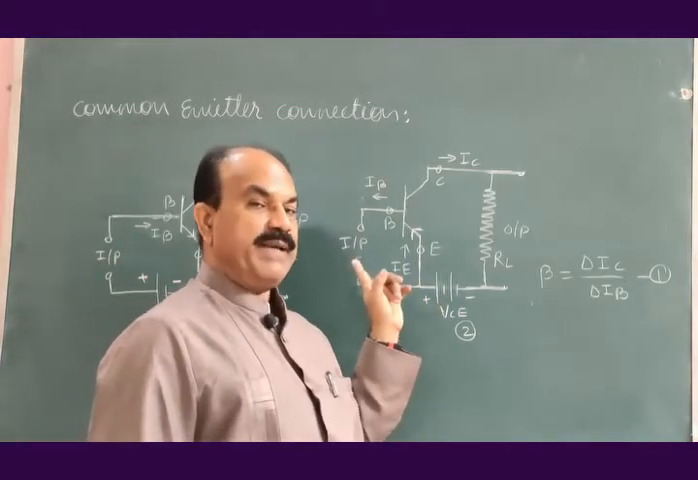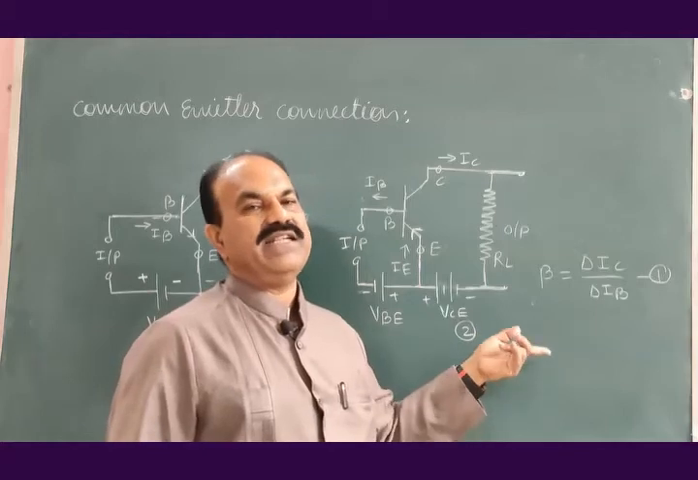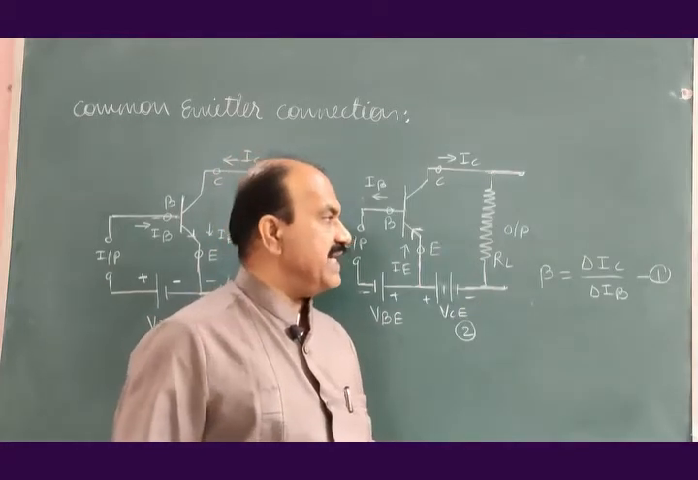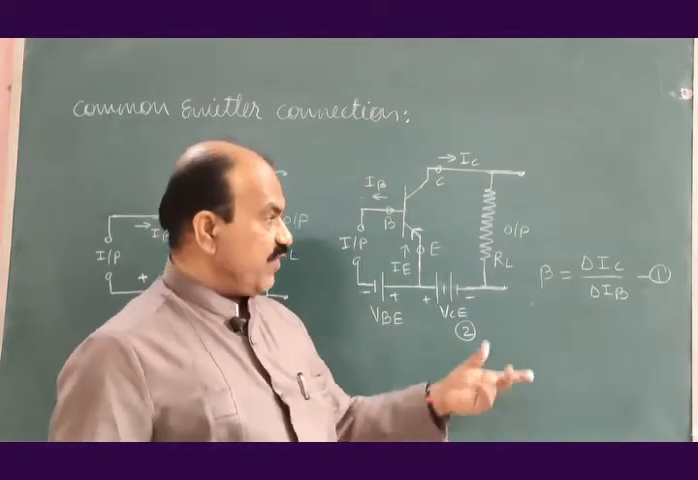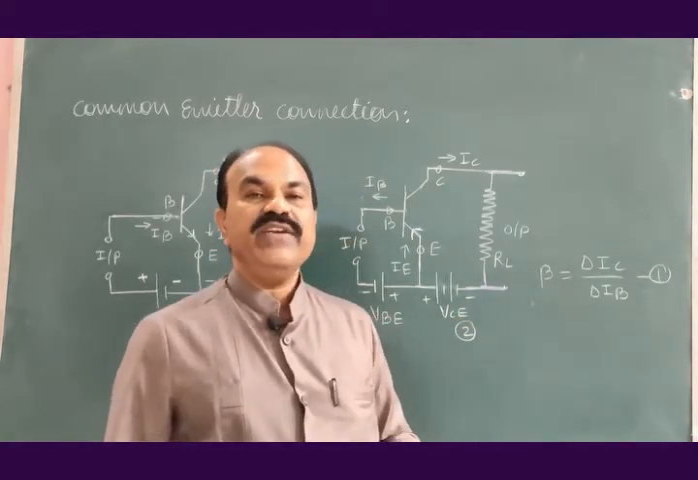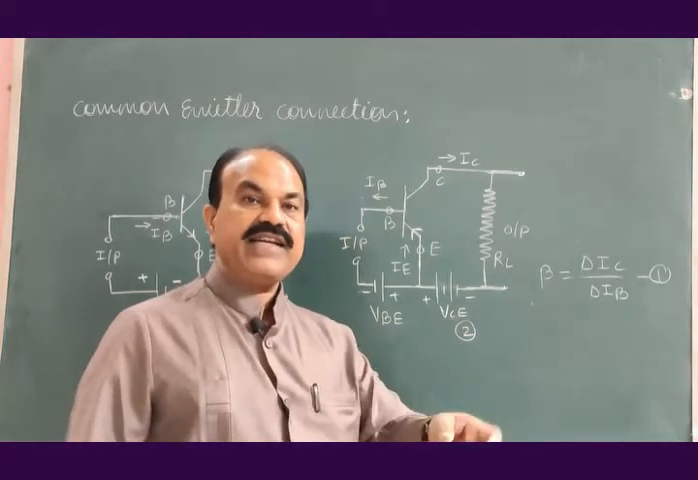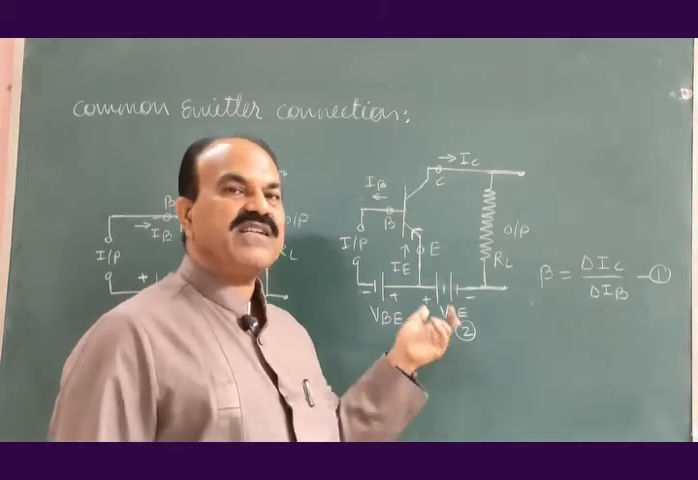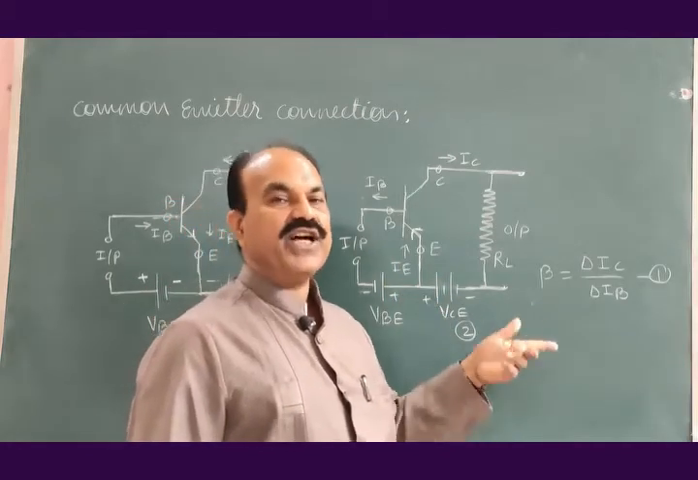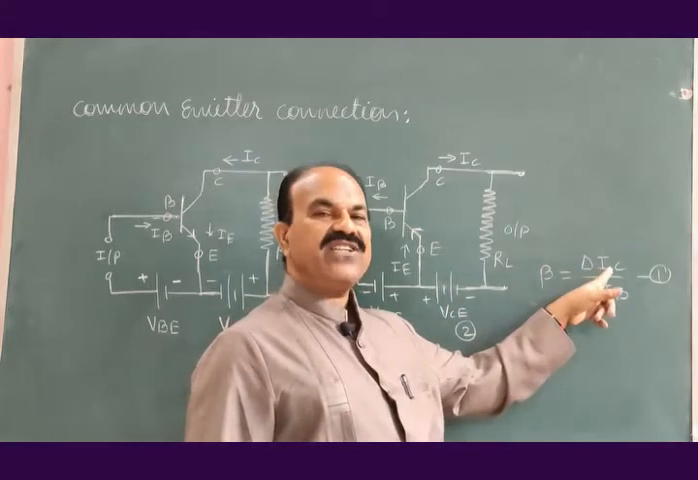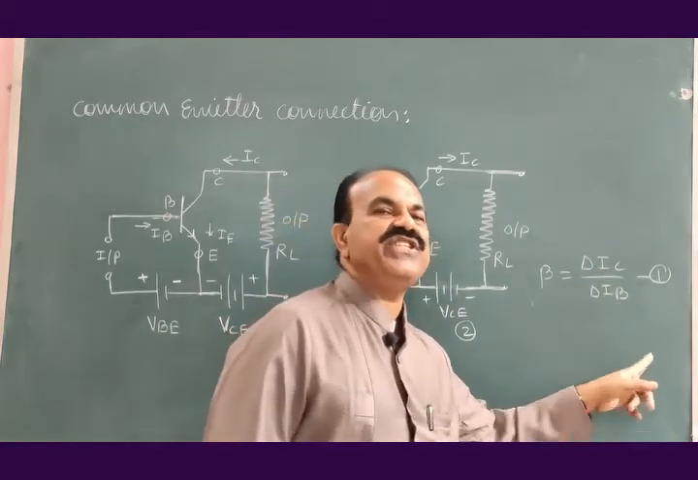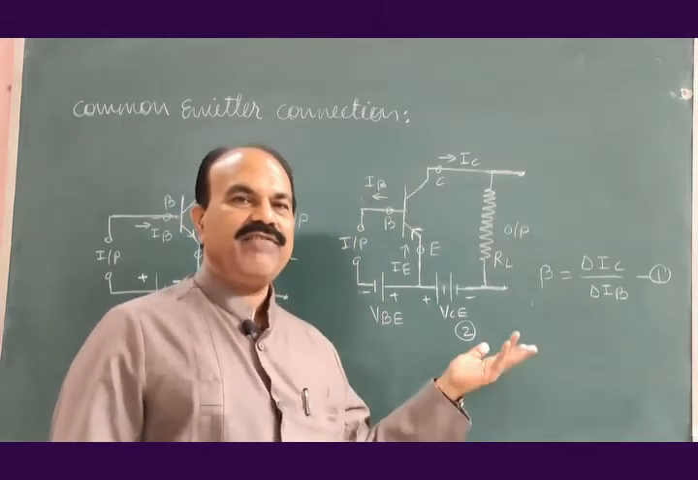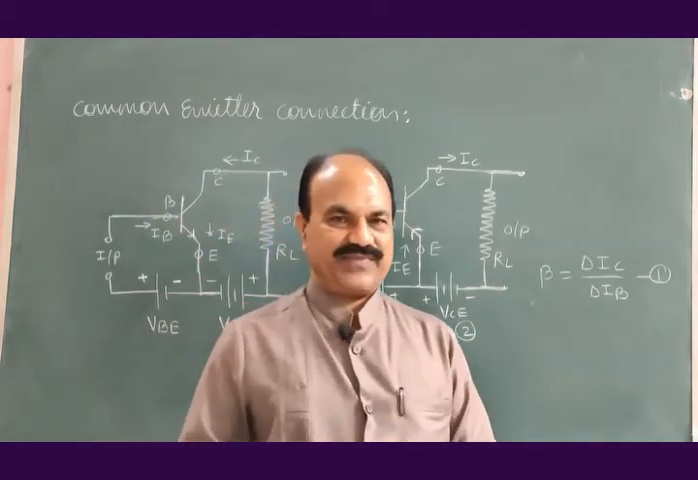In case of common base connection, current gain was represented by alpha. In case of common emitter connection, current gain is represented by beta, and this beta is equal to delta IC by delta IB. From this equation, we define the current gain beta of a transistor in common emitter connection as the ratio of change in collector current to change in base current, and the practical value of beta is large.